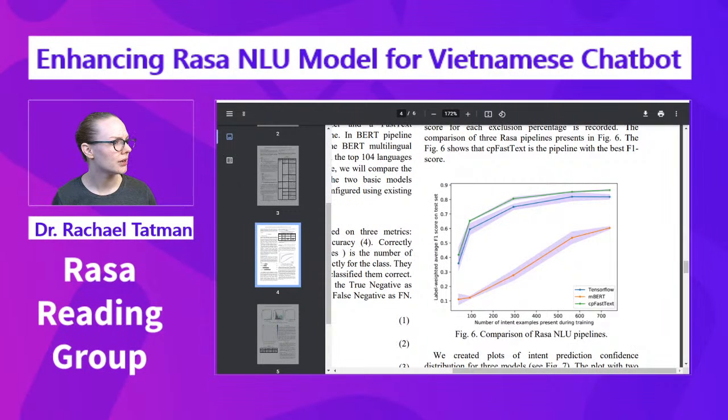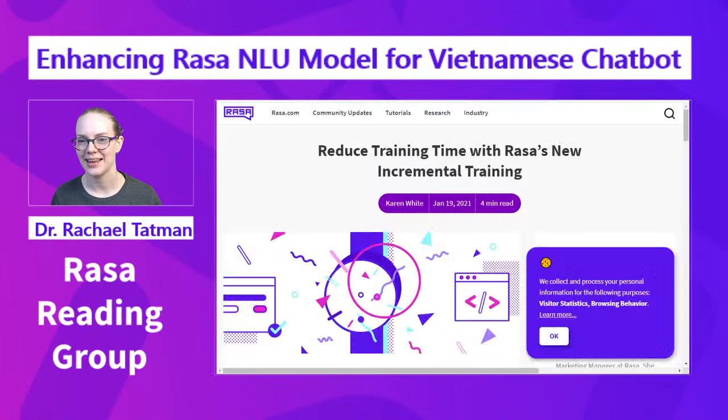What's the word? Sorry, I've got to go to the Rasa blog because I cannot remember the word. Incremental. There we go. My mind was like, it's intermittent, it's intermezzo, it's interstitial. I was like, it's not that.